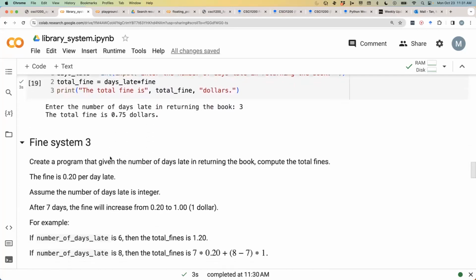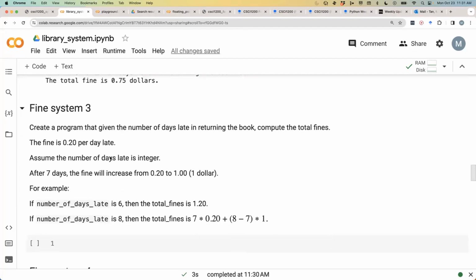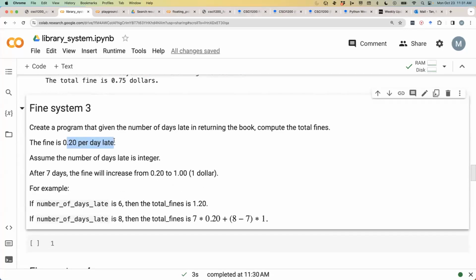Now let's look at an extension of this system here. Say the fine is still 20 cents per day late, so we know it can't be represented precisely. So we know that we have multiple options here. We can either change it to integer equivalent form or use a decimal. And now I extend it a little bit, where for the first 7 days, the fine is 20 cents, but after 7 days, the fine will increase from 20 cents to $1. For example, if the number of days late is 6, then the total fine will be $1.20.